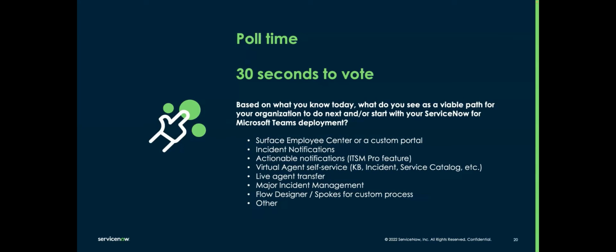Hey, Richard, real quick, folks, I appreciate everybody who's responded to the poll. Just want to close out on this, that we've got a pretty broad spread in terms of people who have responded. It looks like 36% are interested in integrating a portal, employee center or a portal, almost half around incident notifications, a third for actionable notifications, almost half, 45% for using virtual agent, a third for live agent transfer, half for major incident management. I've heard a lot of that, and almost 20% for flow designer and spokes. So that's a pretty good spread of functionality, a lot of things to do. So I really appreciate everybody responding to that.